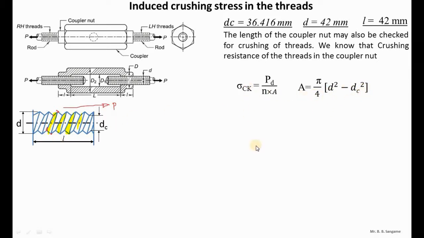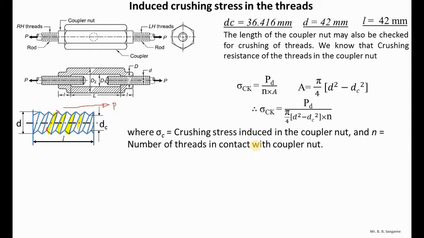Let us put this value in the equation of sigma CK. It will be sigma CK equals PD divided by pi by 4 into bracket D square minus DC square, into N, where N is the number of threads. By using this equation we can calculate the induced crushing stress. Here we have to put the value of D, which we have already selected from the standard table. It is 42 mm. We have selected the core diameter, it is 36.416. We have the design load PD, which is 78,000 Newton.